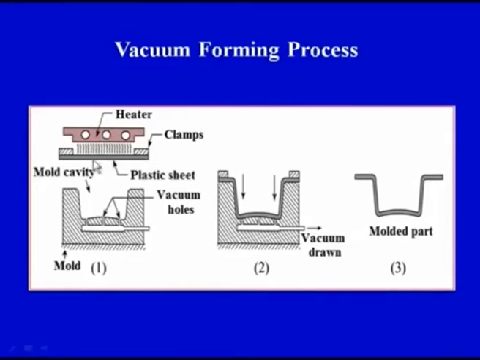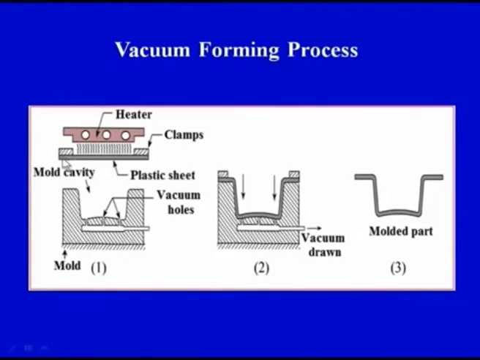Heating arrangement is there. These two clamps and the sheet would be placed here after the sheet has softened, and finally we will apply vacuum here, and once the vacuum is applied, the sheet would conform to the shape of the mold, and finally this is the final product which has been removed from the mold after it has cooled down.